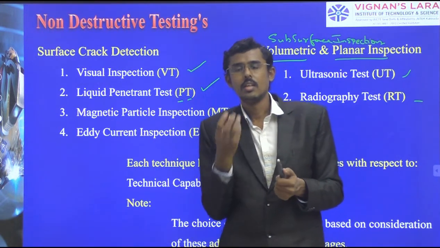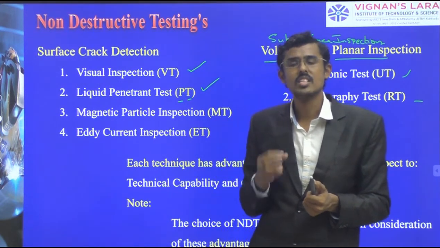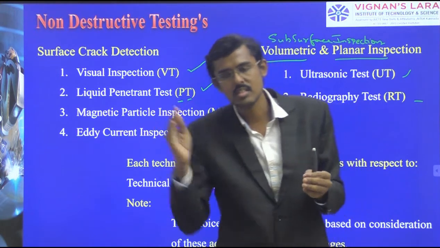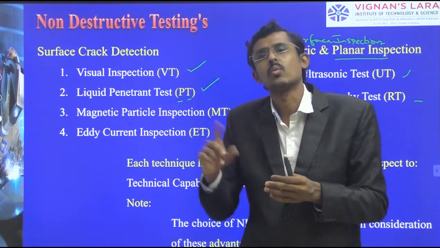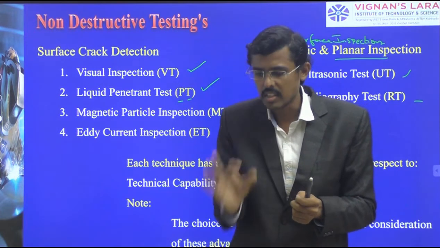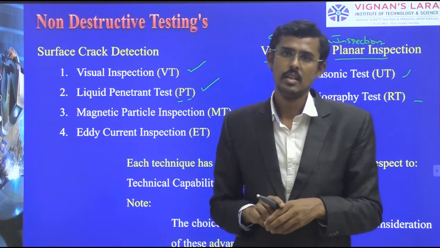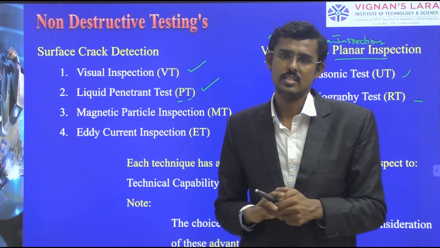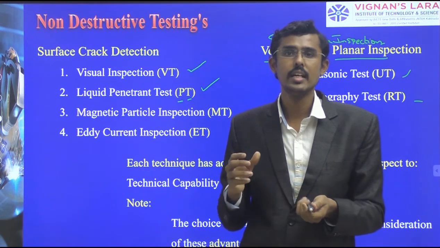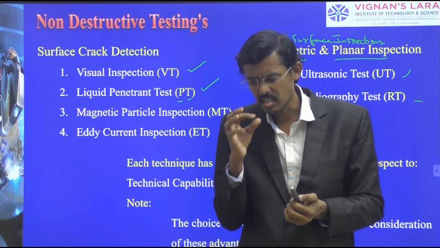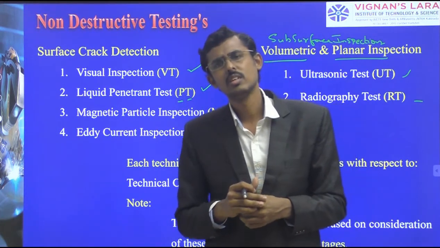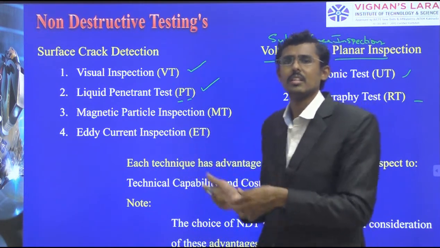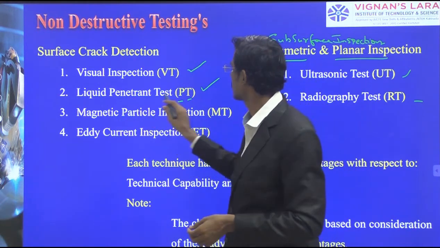The human eye is not sensitive to defects less than 0.08 mm. Above 0.08 or 0.9 or 1 mm, it is very sensitive and we can see it with the naked eye. But when it is less than that, it is not possible to detect, or not easily. We have to strain our eyes, and only then it is possible. Therefore, we prefer other methods like the liquid penetrant test.